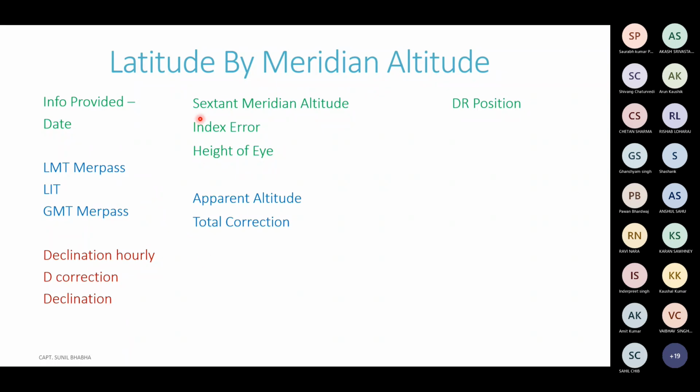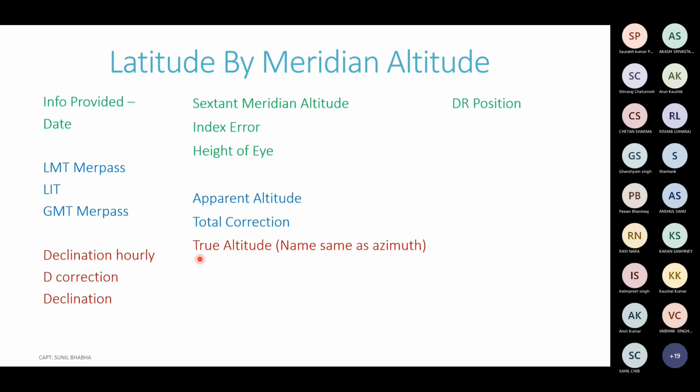Now in the second step, we correct the altitude of the body. We have the sextant altitude, we have the index error. So we have the height of eye with which we obtain the dip correction. Once we apply these two corrections, we get the apparent altitude of the body. Once apparent altitude is there, we apply the total correction and it gives us the true altitude of the body. Now, the true altitude of the body is named same as azimuth.